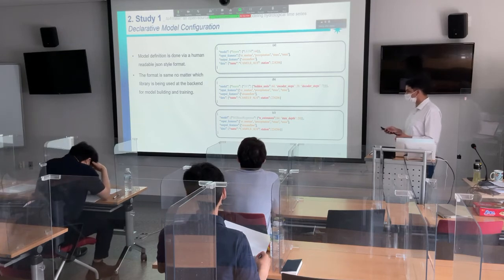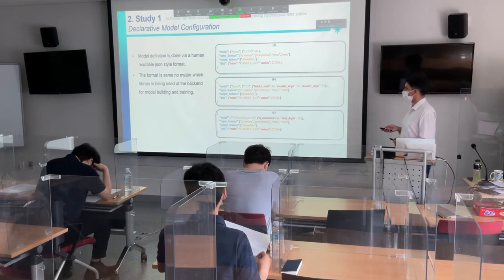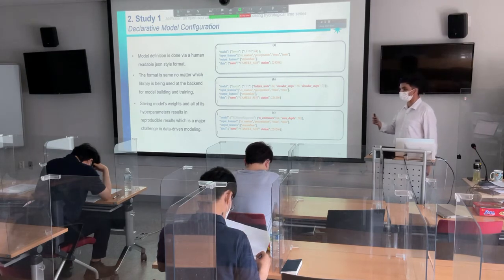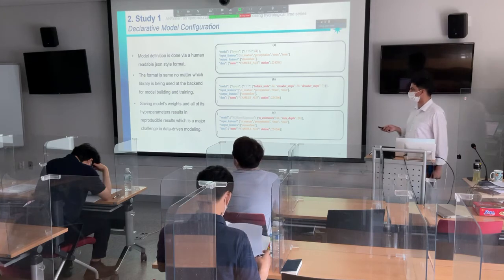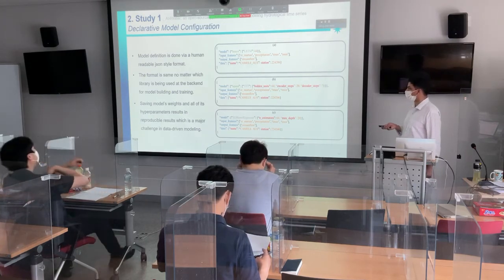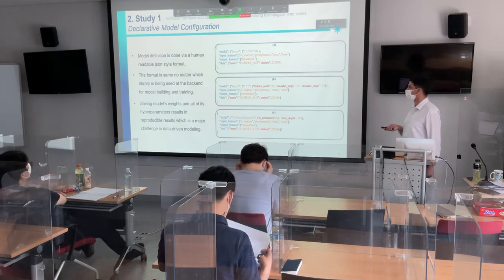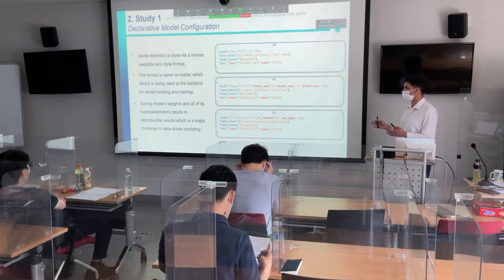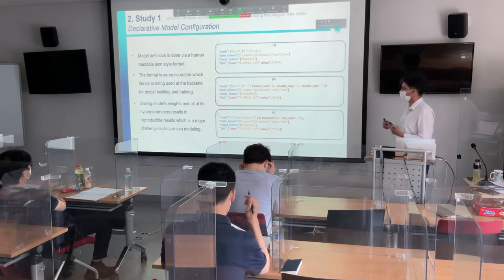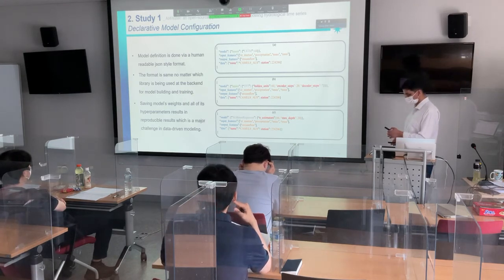Another advantage is that all the hyperparameters of the model are stored in this config file, and in this way it helps us to reproduce the results. And we know that reproducibility is one of the major challenges in machine learning based modeling. So this kind of declarative model definition, storing all the hyperparameters and the state of the model in the config file, helps us to reproduce our results.